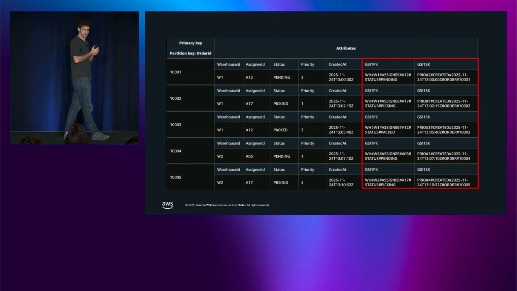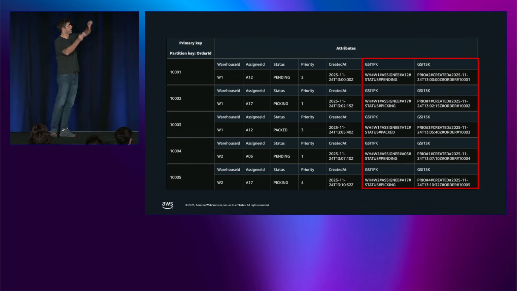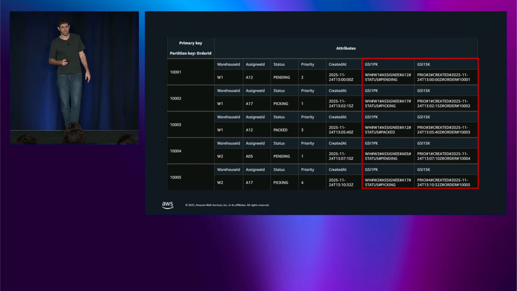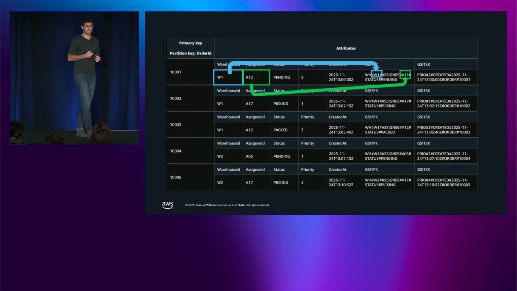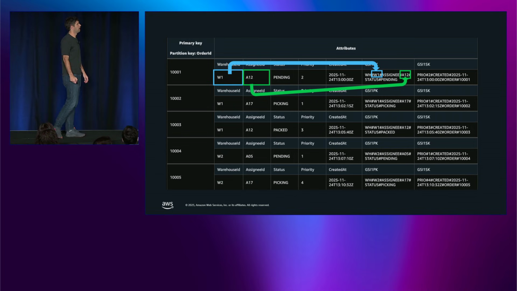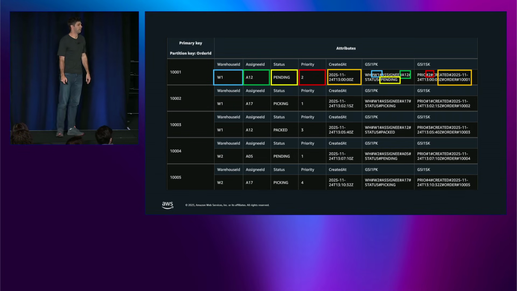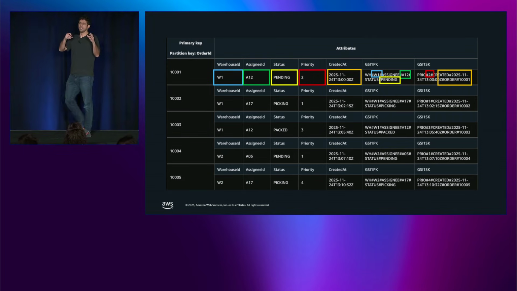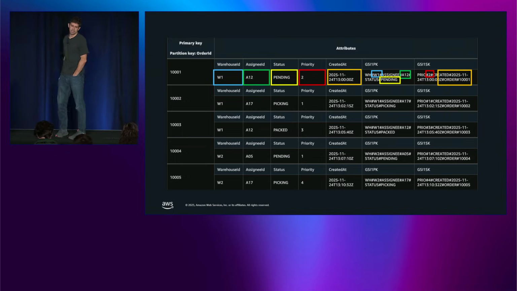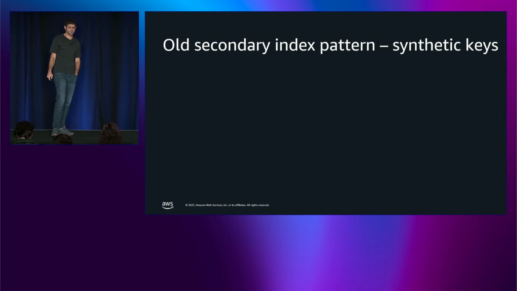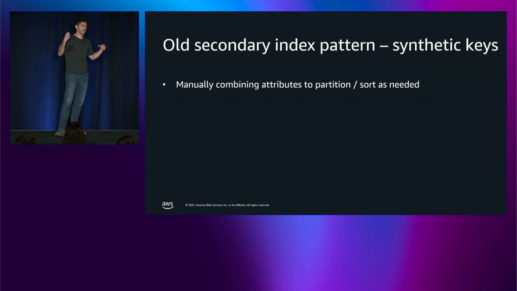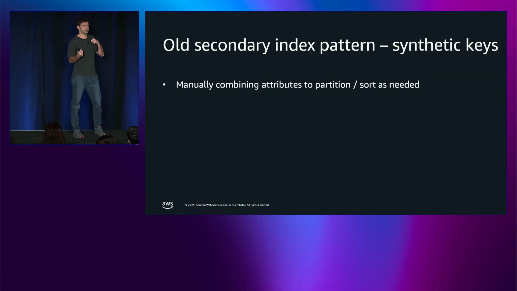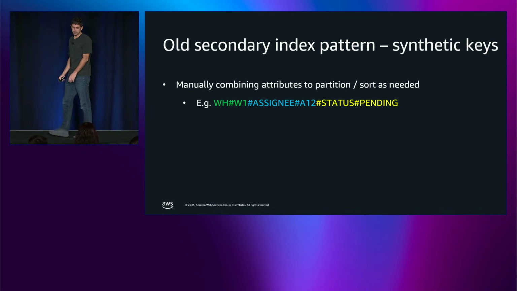GSI1PK, GSI1SK, which are like these synthetic keys made up of other attributes that are already in your table, right? If you look at this, we have the warehouse ID put in there. Then we have a pound sign, and we have the assignee ID jammed in there. And then we've got status, we've got priority, we've got created at. All this is made up into these synthetic keys in our GSI PK and SK. So this was a very common pattern we used to have to do, these synthetic keys, where we're manually combining these attributes to partition, to group, and then sort as needed, right? And it looked like these.